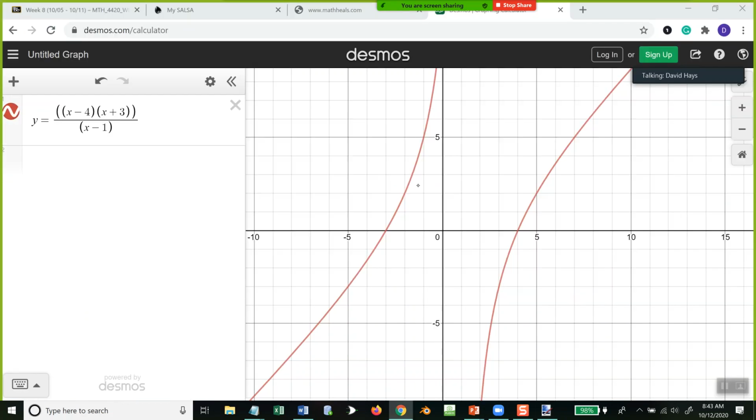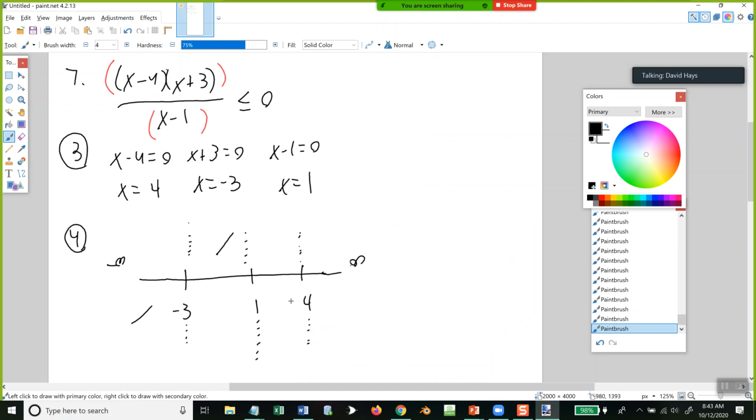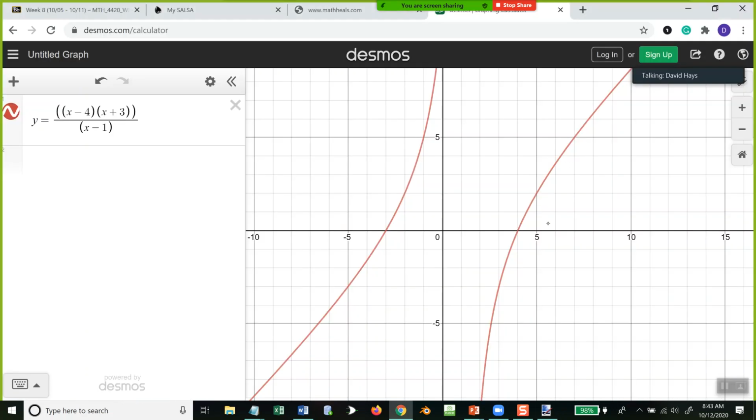From 1 to 4. Here's 1, here's 4. I see it's below. So below. And from 4 on, I see my graph is above.